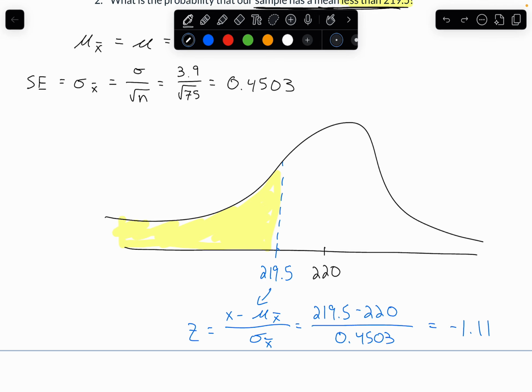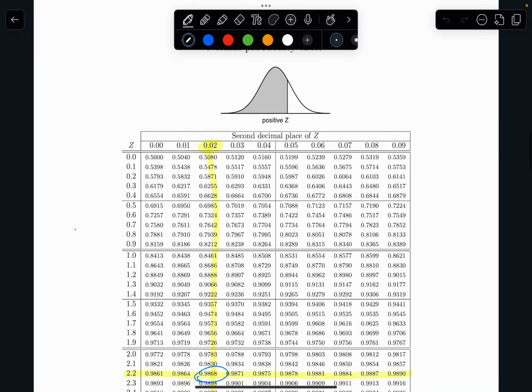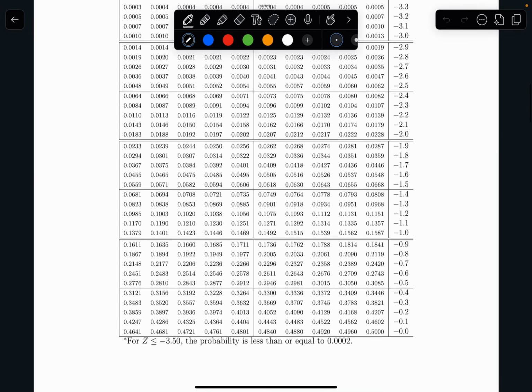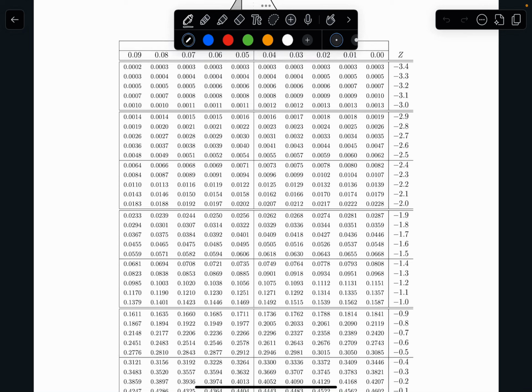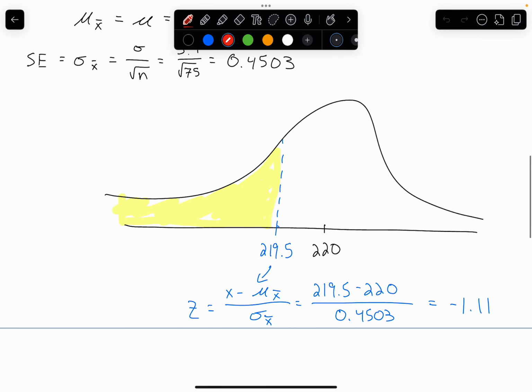So we're going to look for negative 1.11 in my table. So we're going to scroll over to the negative z-scores. So here, negative 1.1, we must be looking at this row right here. Second decimal place is a 1, so this is the column that we want. So the number that we're interested in is 0.1335. So our probability here, the probability that our sample mean is less than that value, is 0.1335.